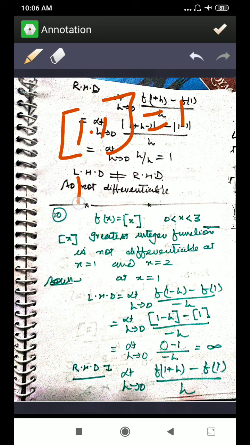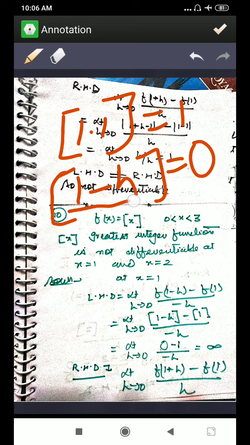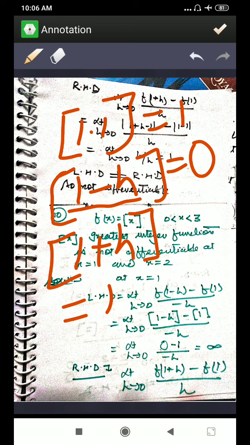Suppose it is given 1 minus h. Note it down, where h is very small, near about 0. Still 1 minus h will give 0 only. Let us say h is 0.001, still you will get 0.999. So in the greatest integer function, 0.999 is also equal to 0. But if it is 1 plus h, slightly greater than 1, the greatest integer function value will be equal to 1. Anything in between 0 and 1, the value of the greatest integer function will be 0.